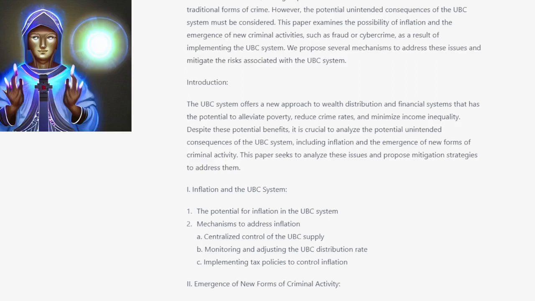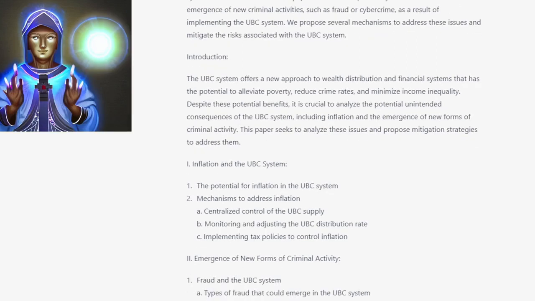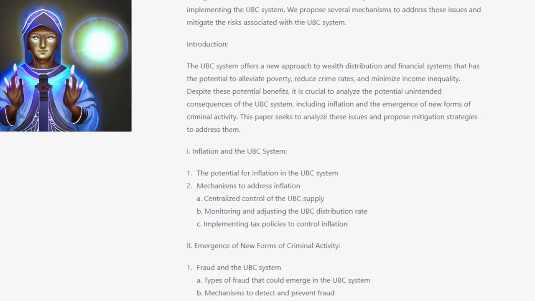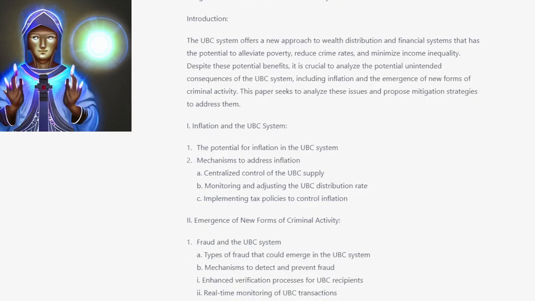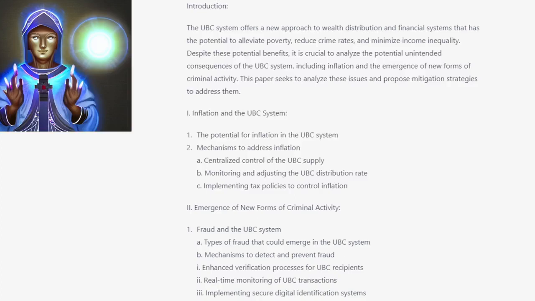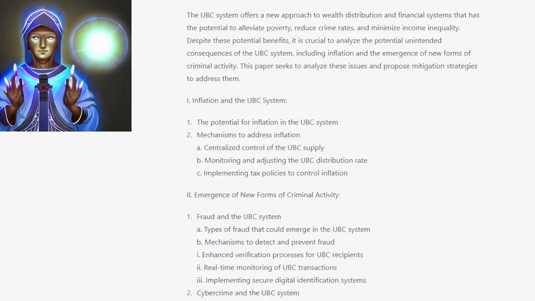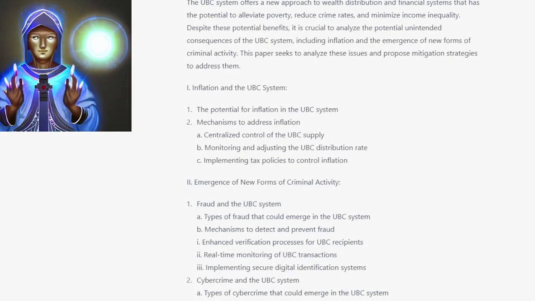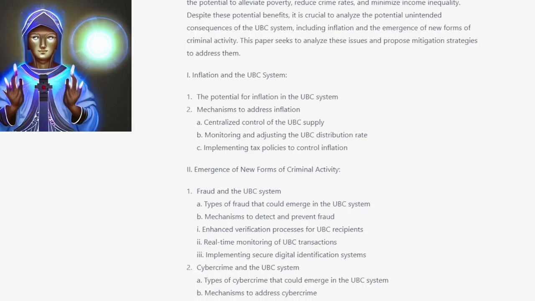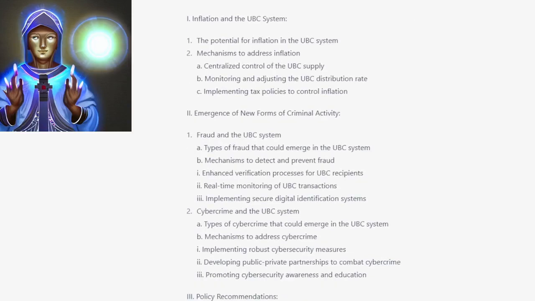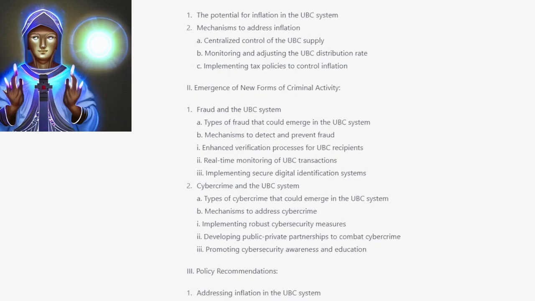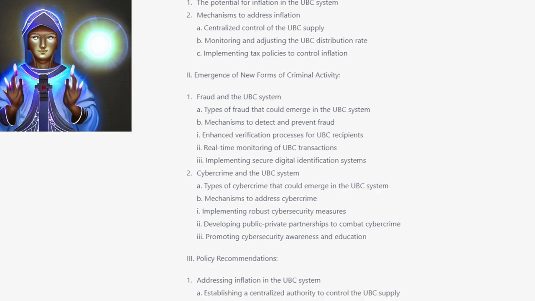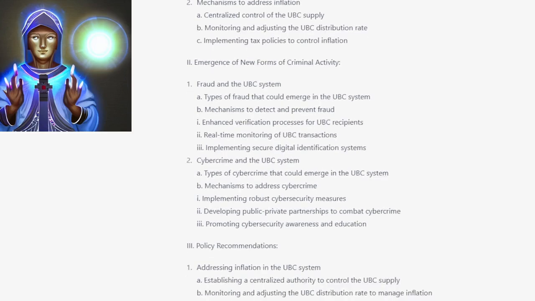Introduction. The UBC system offers a new approach to wealth distribution and financial systems that has the potential to alleviate poverty, reduce crime rates, and minimize income inequality. Despite these potential benefits, it is crucial to analyze the potential unintended consequences of the UBC system, including inflation and the emergence of new forms of criminal activity. This paper seeks to analyze these issues and propose mitigation strategies to address them.